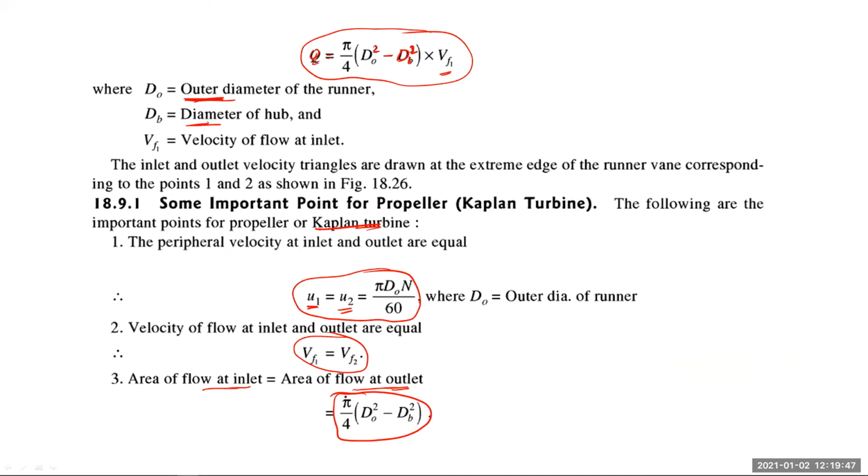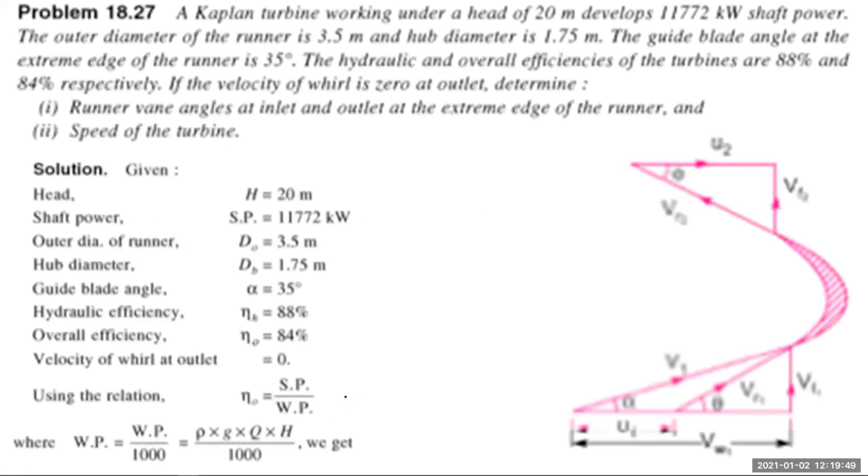Okay, sir. So now we will solve the numerical. First, we will see in the question what is given and what is being asked. Only two things we have to see here. A Kaplan turbine working under a head of 20 meters. So head is given: 20 meters.